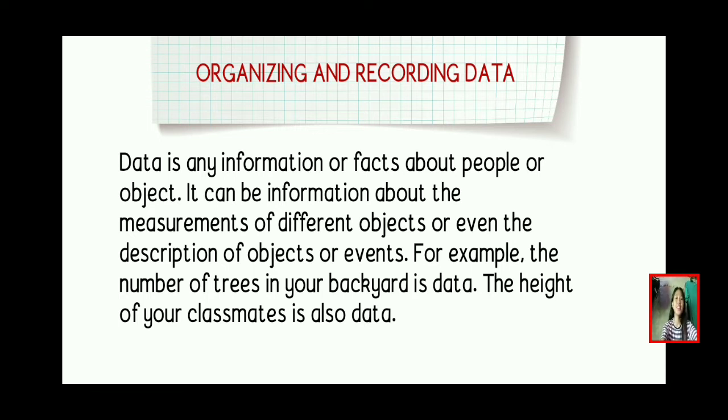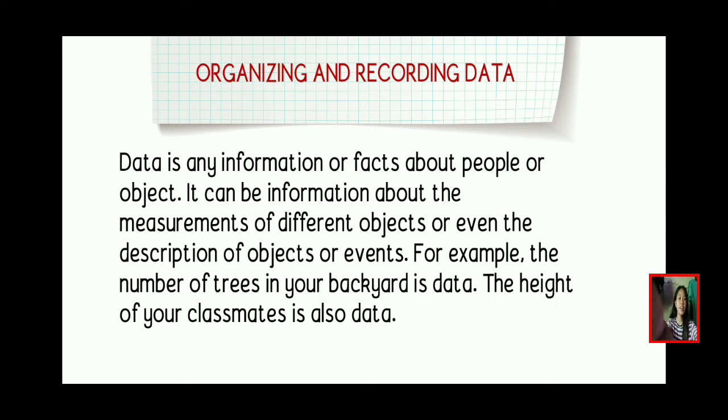Organization and recording of data. Data is information or facts about people or objects. It can be information about the measurement of different objects or even the description of objects or events. For example, the number of trees in your backyard is data. The height of your classmate is also data.